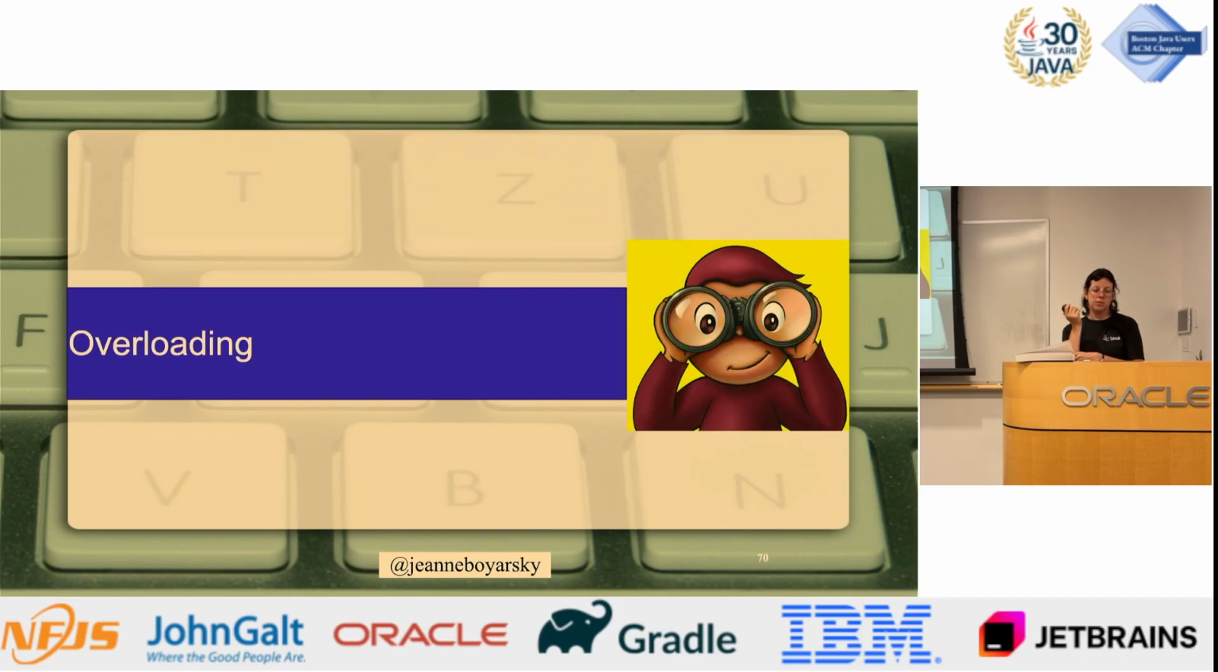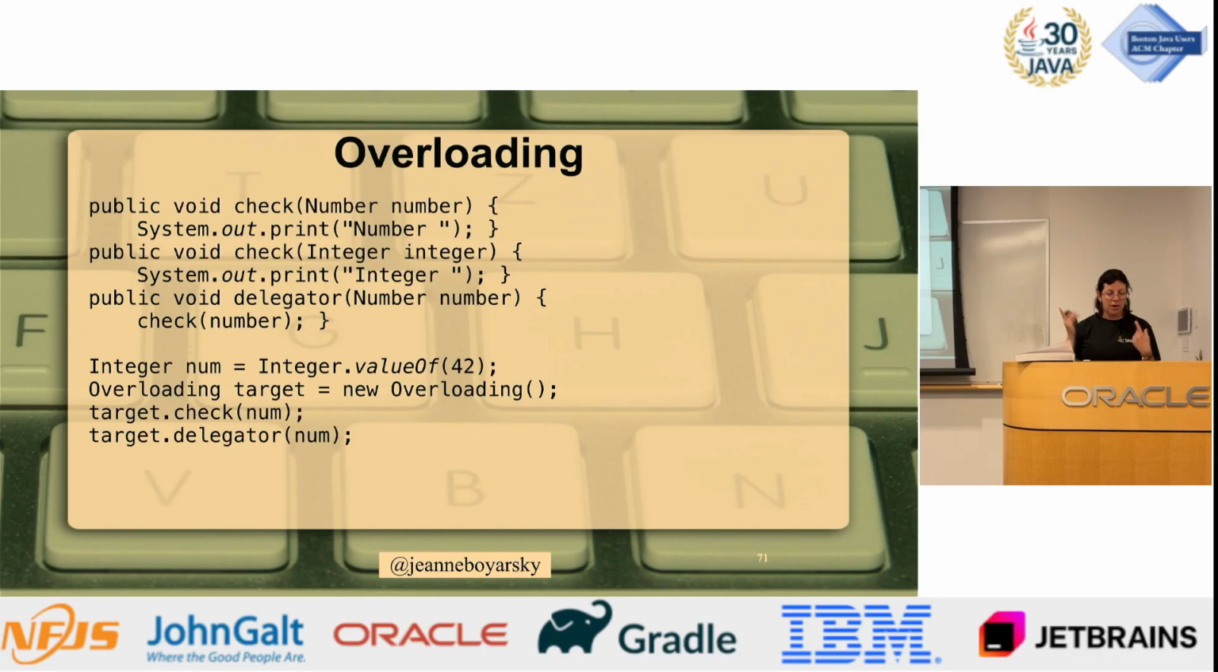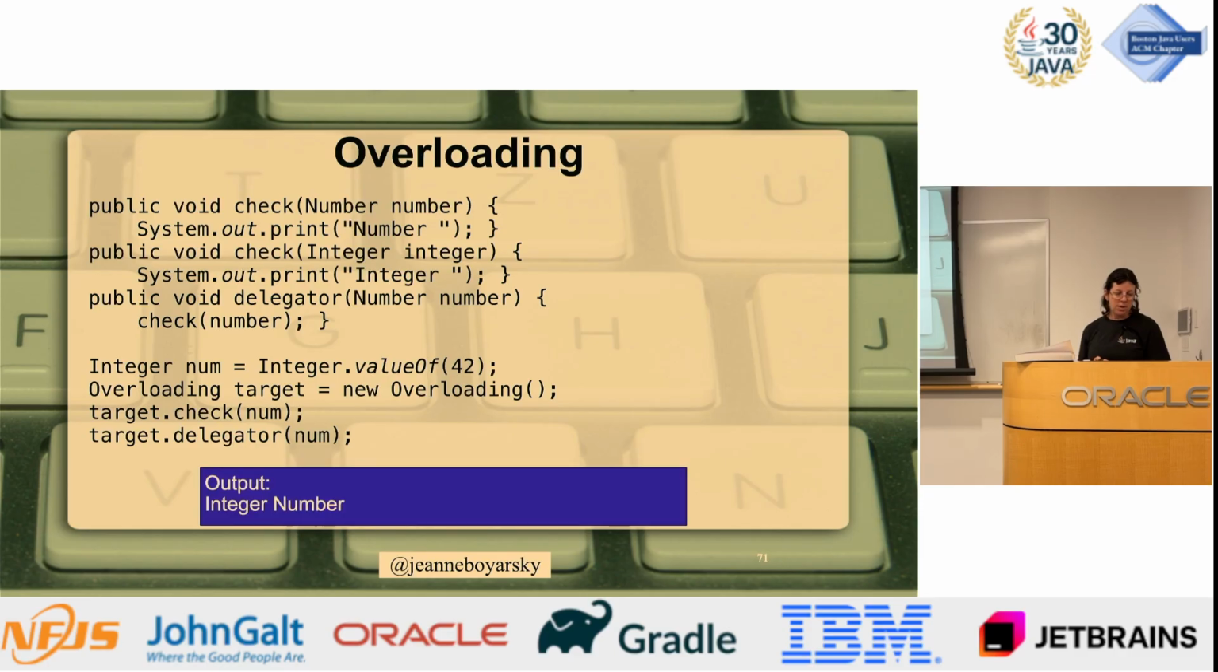Our next topic is overloading. Overloading is fun. So I've got two overloaded methods here. I've got a number and an integer one, and I'm trying to delegate to them. So I get my integer, which is 42. I call check num, I call delegator, and I get integer number.